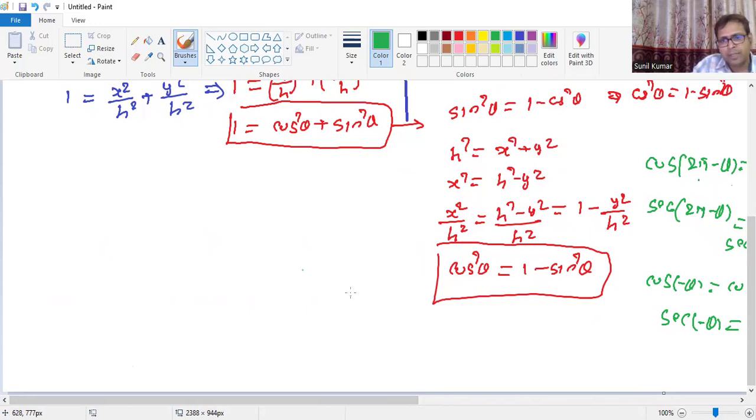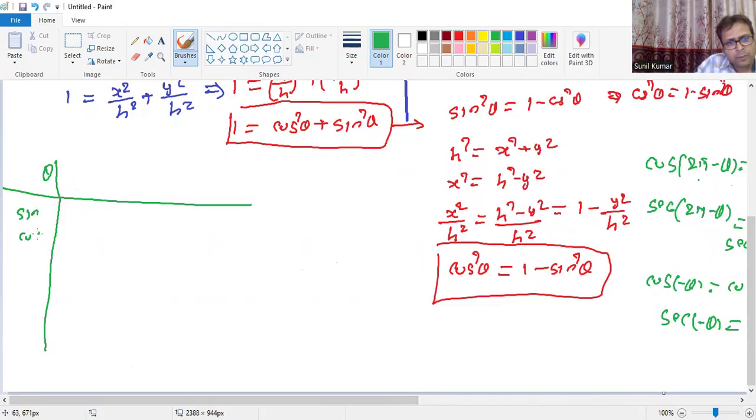Okay. Similarly, if you are going to use this concept here, suppose we have a table. I'm going to write a table here. Suppose theta is the angle here. Theta. Okay, and here we have sine, cos, and here we have tan. Then we have cot, and here we have sec and cosec.